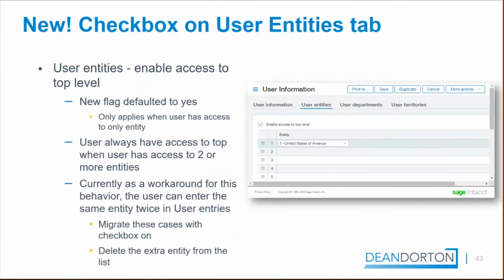Also, there's a checkbox on the user entity tab. Sometimes you want users to have access to the top level, even if they can only see 1 or 2 entities. They've now released this checkbox where you can enable access to the top level so that people can get at and maintain a shared dimension list without having to give them unrestricted access to everything. So that's what this checkbox does. Users are always going to have access to the top level when they have access to 2 or more entities. But if you had somebody who only has access to 1 entity, but you also want them to see the top, now you can do that.